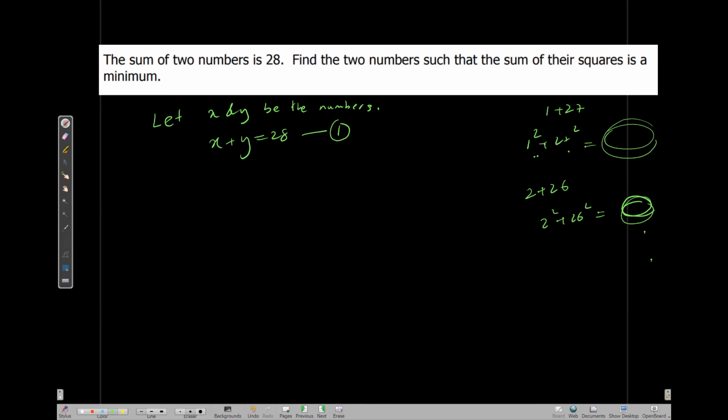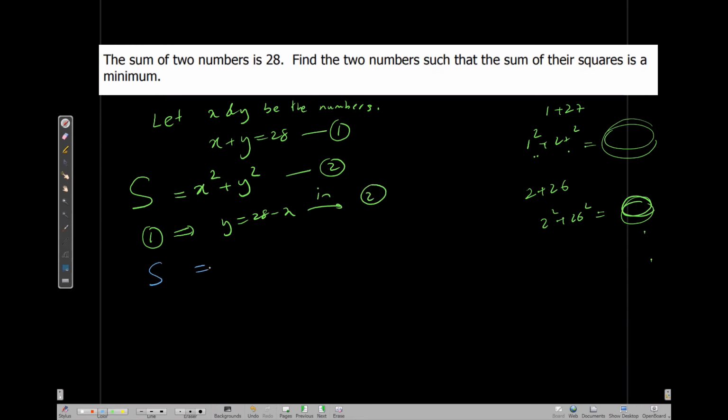And to make our function such that the sum of their squares, so x squared plus y squared, this is, let me choose s, because of the word sum, you can choose f, whatever. Now I'm going to do the same thing. I'm going to use 1, get rid of y, 28 minus x, and I will put this in 2. When I do that, I will get s of x, because now it's only a function of x, equals x squared plus y squared. So y can be replaced by this, right?